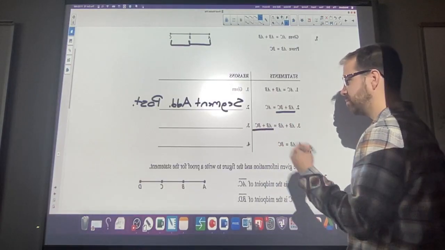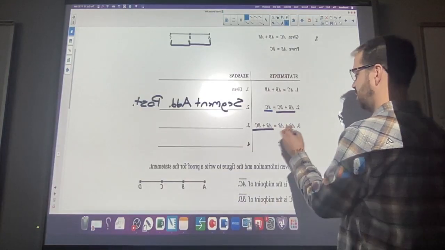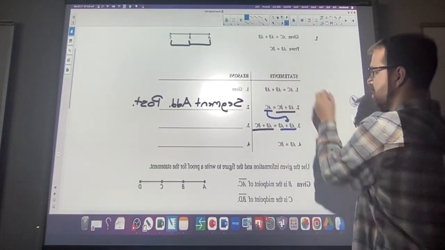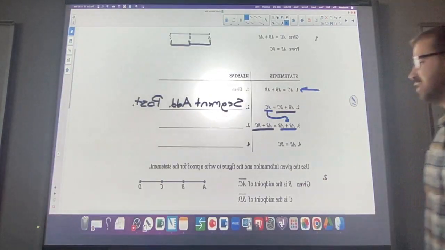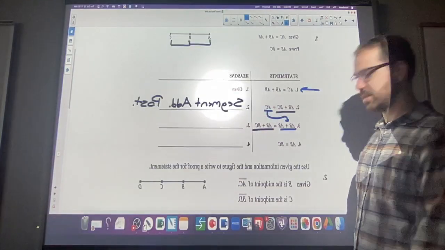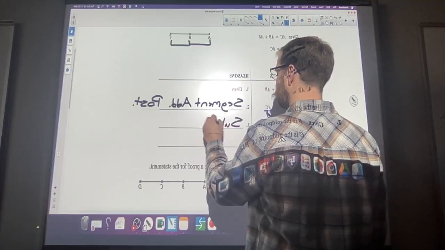That stayed the same. That hasn't moved. However, this AC has become AB plus AB. And if we look back up here, that's our given, right? AC is the same as AB plus AB. So they just replace this, so we can call that substitution. All right, so we'll call that substitution.